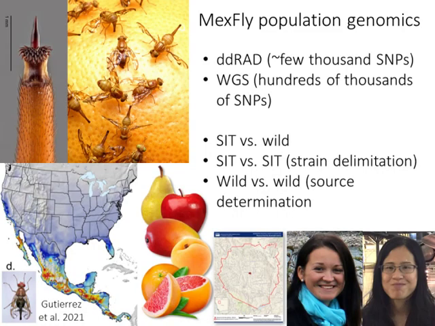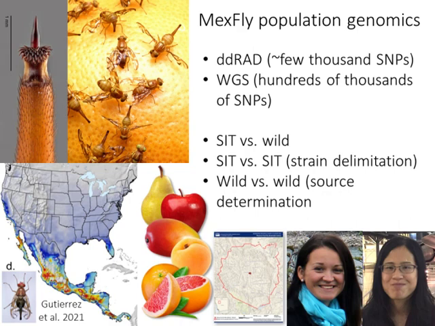So what I'm going to ask in this talk is basically those two big conceptual questions I introduced at the beginning with regard to Mexican fruit fly, using both ddRAD, which is a RAD-seq method that, like I mentioned, ends up in data sets of about a few thousand SNPs, and whole genome shotgun sequencing or whole genome resequencing, which usually ends up with hundreds of thousands or millions of SNPs in a final filtered data set. And we're basically asking three main questions.